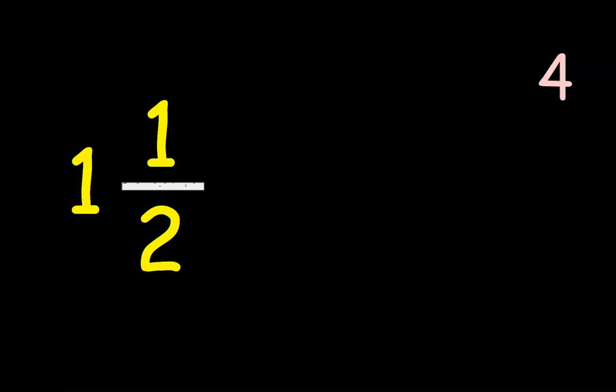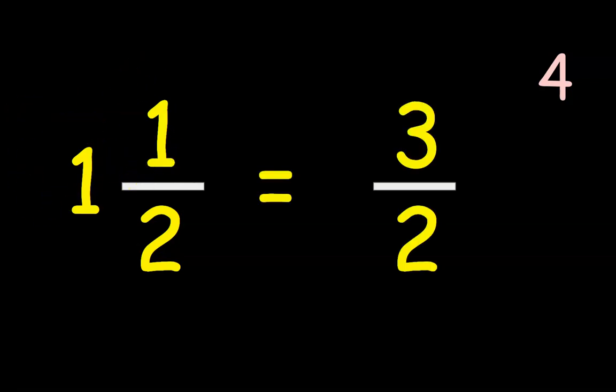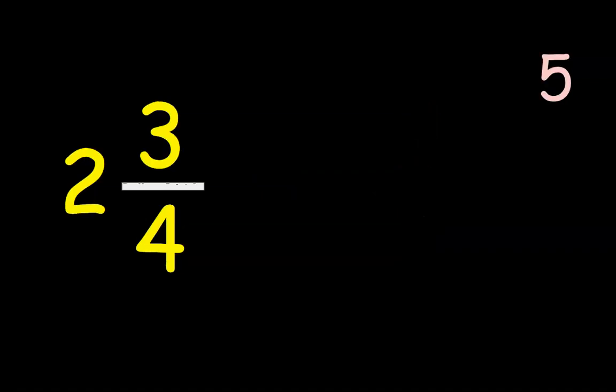Number 4, 1 1/2. Pause, continue when ready. This should be fairly easy. 1 1/2 pizzas, we've been asked to write this as an improper fraction. Well, this pizza here was cut into 2 equal pieces. I ate 1. Let's do the same with that one. If I cut this pizza into 2 equal pieces, I'll have 2 pieces. 2 pieces there, 1 there, 3 halves. 2 3/4. Pause, continue when ready.